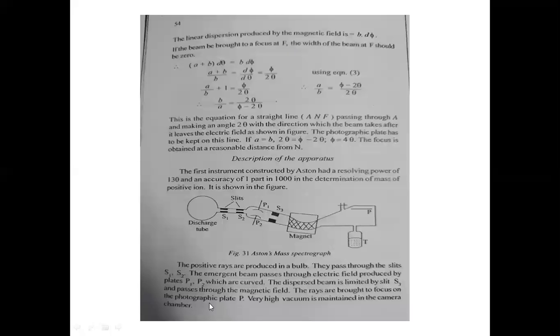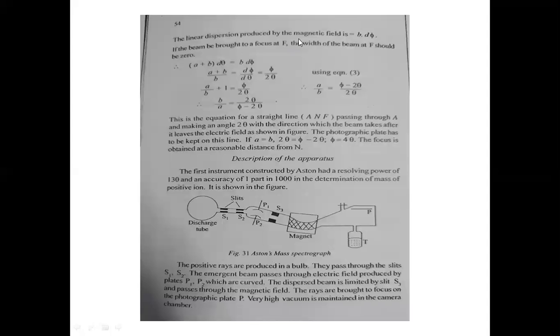This is due to the magnetic field, and here it is due to the electric field. So the linear displacement produced is nothing but the distance a plus b, into the angular dispersion, that is d theta. The angular dispersion by the magnetic field is b into d phi.